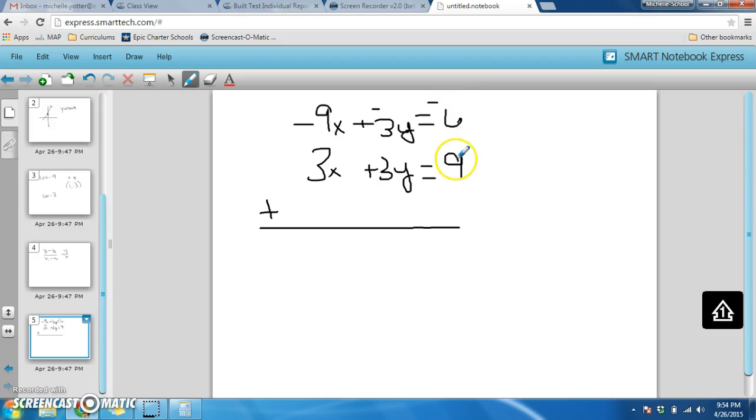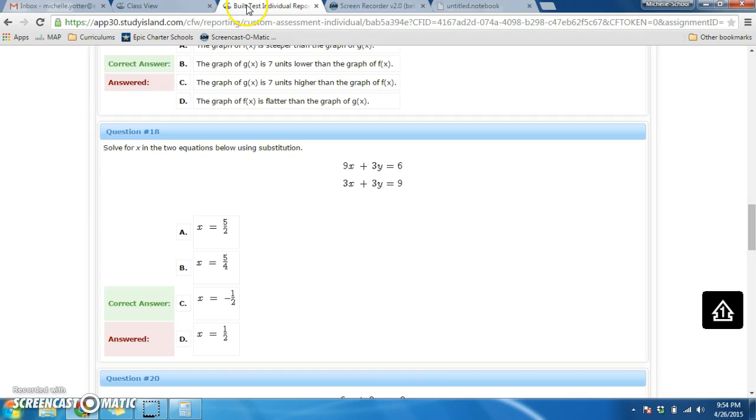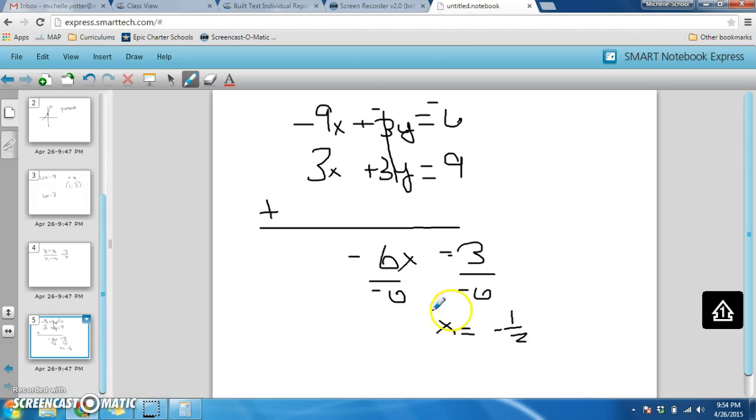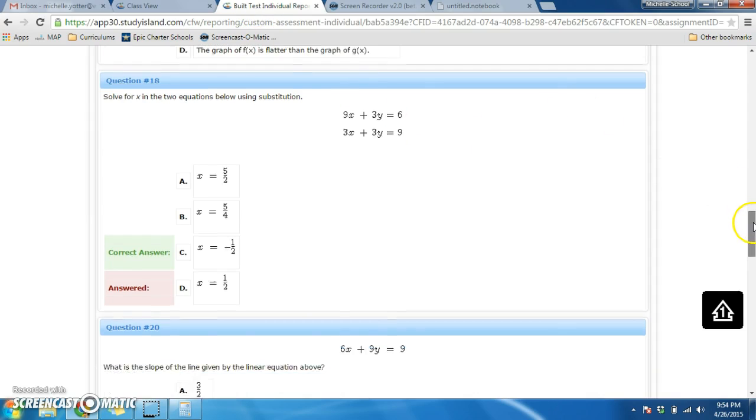Negative 6 plus 9 is 3. Negative 3y plus 3y is gone. Negative 9x plus 3x is going to give me negative 6x. Divide both sides by negative 6. You should get x equals negative 1/2. Okay. You were close. You got 1/2. You must have forgot a sign or something. So that's that one.